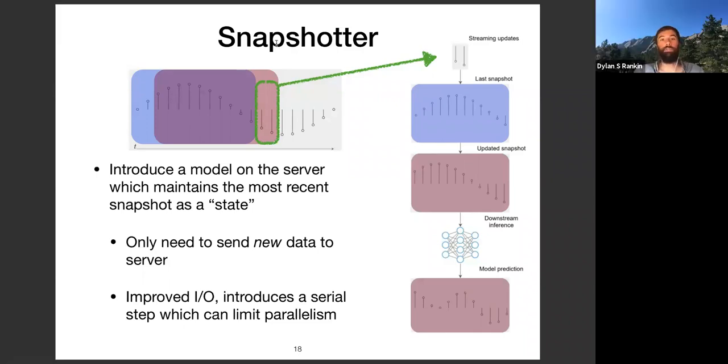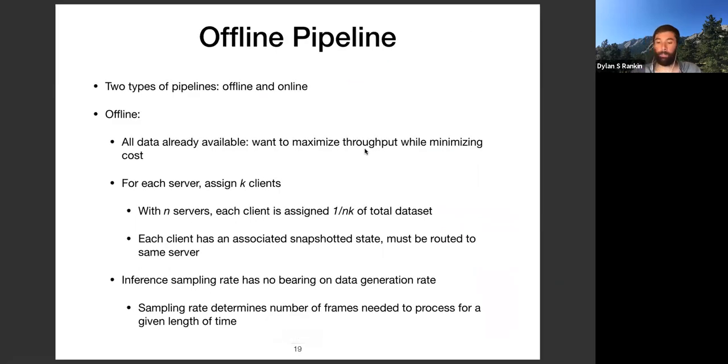But this does, for most cases, do a very good job of reducing the I/O that you deal with, and that I/O can get quite large if you're not careful. To showcase how effective this is, we have two pipelines and two scenarios that we'll talk about. The first is offline, and the second is online.